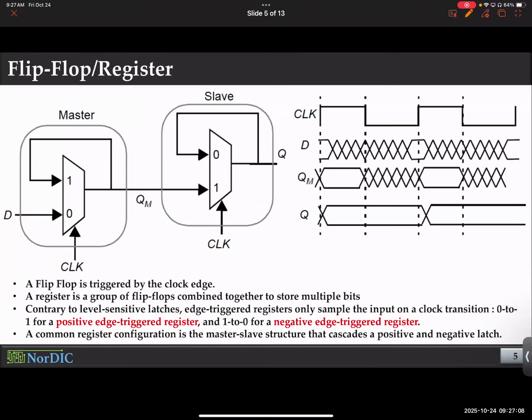Now, we are going one step further. When you use a couple of latches and combine them in a certain way, you get something a little bit more interesting, and that is called a flip-flop. And here is what you get. Remember, a latch is a level sensitive circuit. It is sensitive to the level of the clock. Is the clock 1 or is the clock 0? That's what the latch cares about.